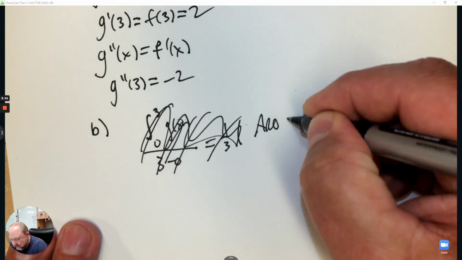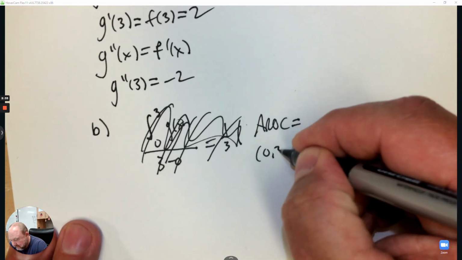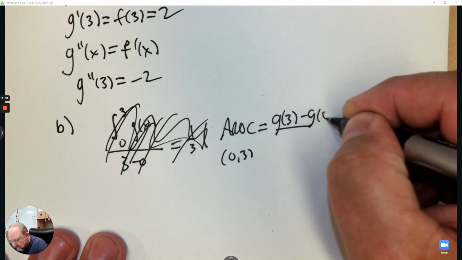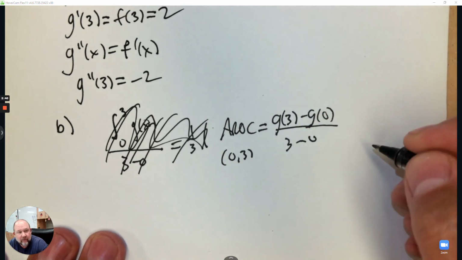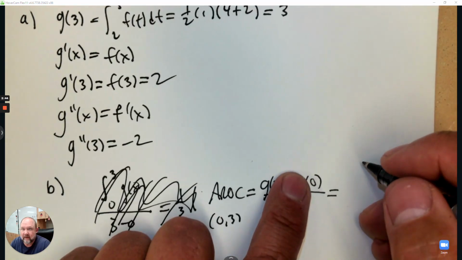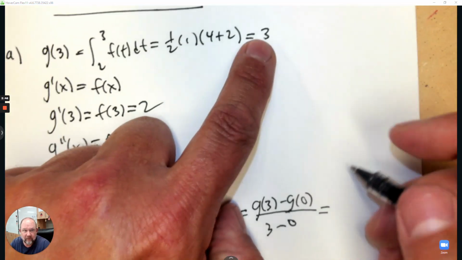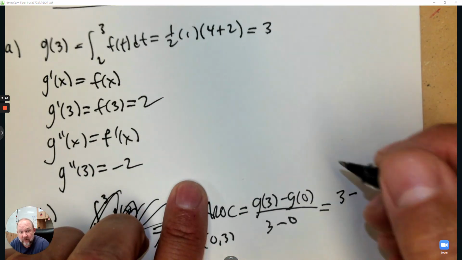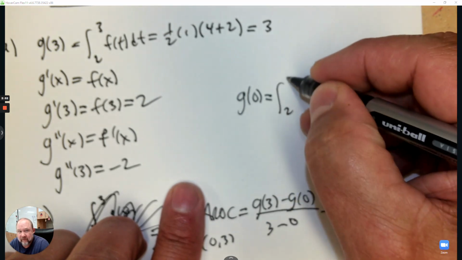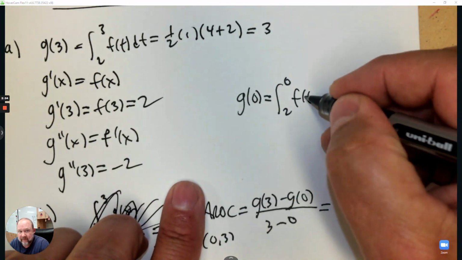So the average rate of change from 0 to 3, you would have to go g at 3 minus g at 0 over 3 minus 0. Just the slope formula. So we already know g at 3, because we did it up here. That number is 3 minus, we don't know g at 0, so I'm going to do that right here. So g at 0, you plug in 0 for x, and then find the area.